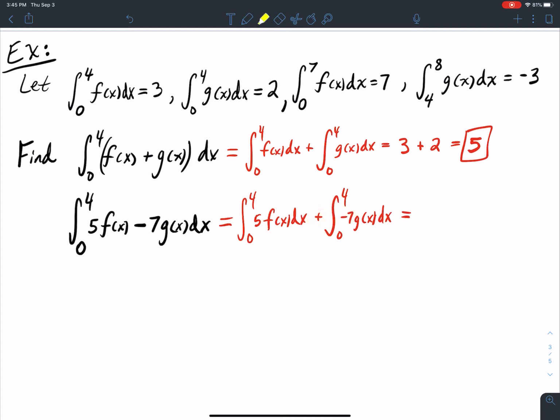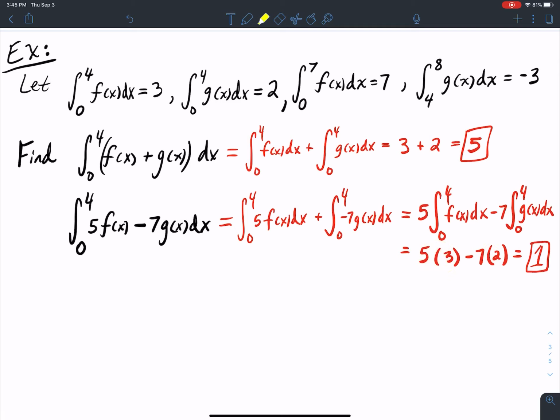So now what do I need to do? Well, I need to factor out. I need to pull this constant out here. So I pull the 5 out front. And then here, I need to pull the negative 7 out front. So now I have what? I have the integral from 0 to 4 f of x dx, which I know is 3. And then I have the integral from 0 to 4 g of x dx, which I know to be 2. So I'm going to replace those integrals with 3 and 2 for those. It's going to produce 15 minus 14, which gets you 1. Okay?